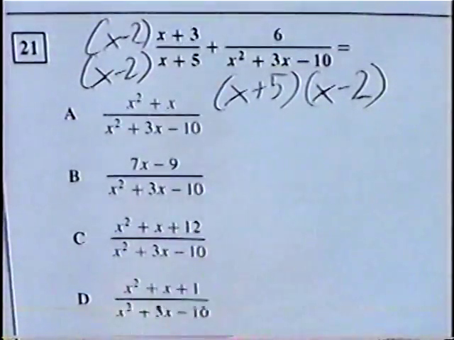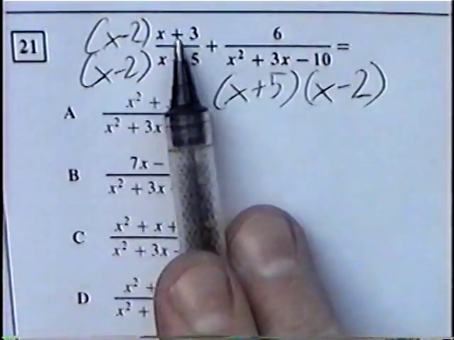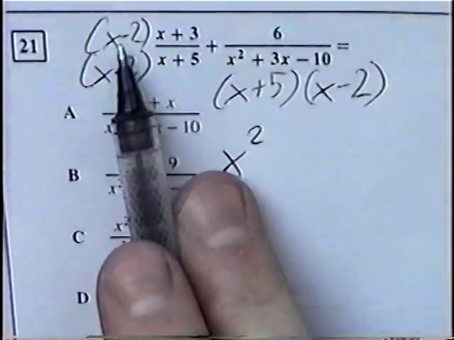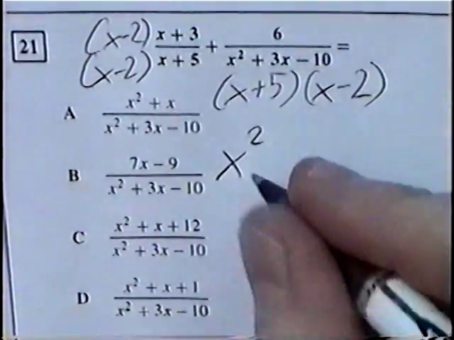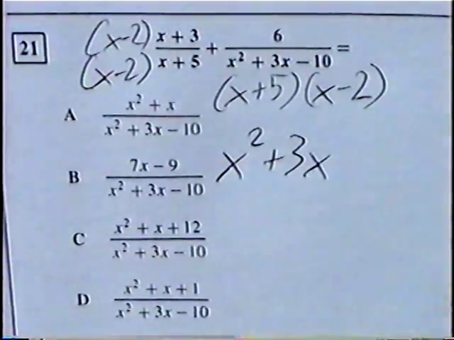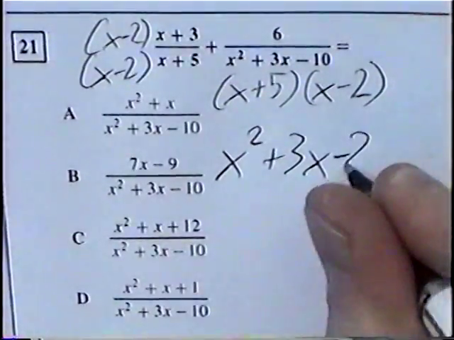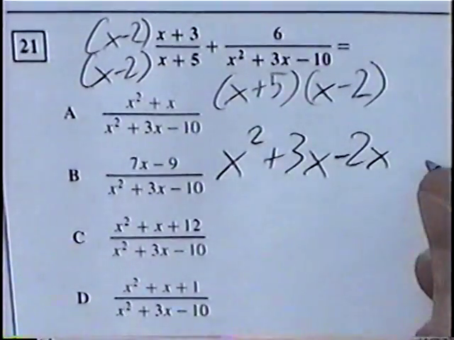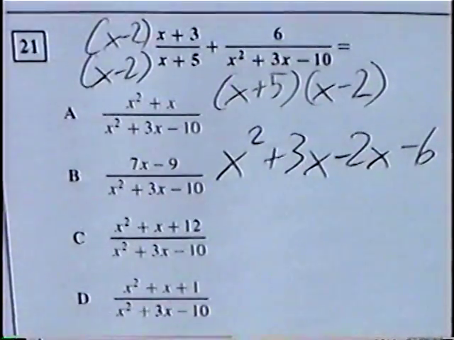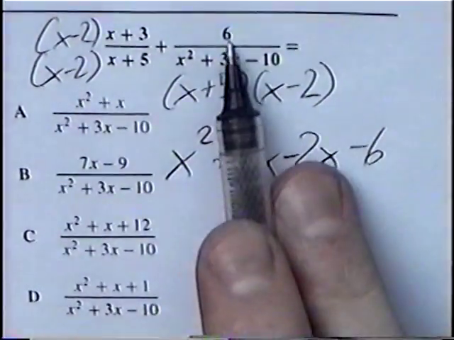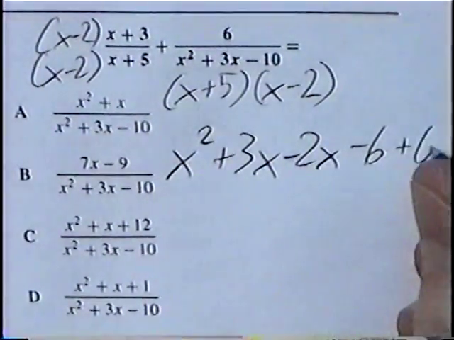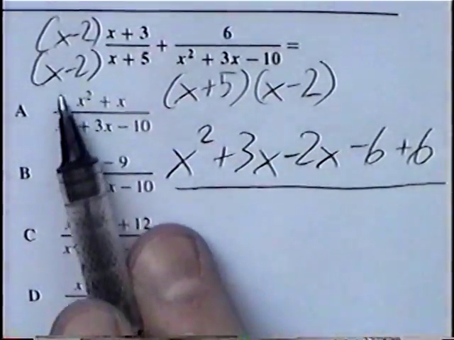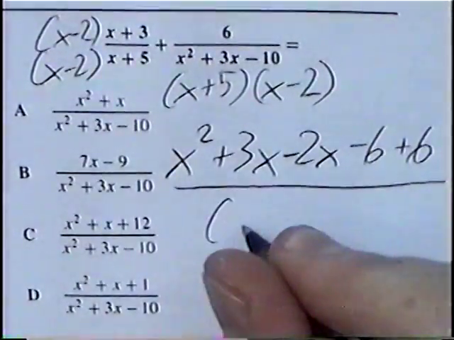Multiplying the first fraction using FOIL, x minus 2 times x plus 3 would be x squared. X times 3 would be positive 3x. Negative 2 times x would be negative 2x. And negative 2 times 3 would be negative 6. The plus 6 we can bring down from the numerator. And the denominators again are both the same, x minus 2 and x plus 5.